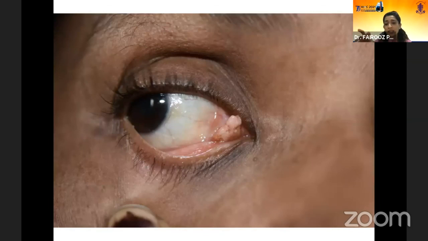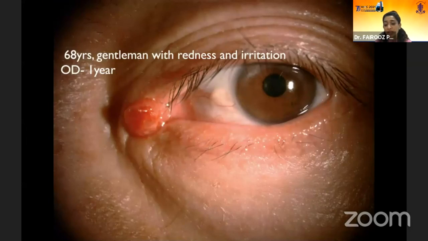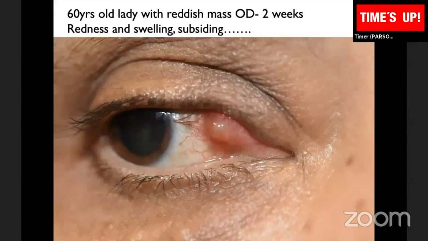Again, the caruncle is an area where you have dermis, you have appendages, you have hair follicles, you have all the glands, the sebaceous glands, the sweat glands. So there are many tumors that can arise from the caruncle, and this is a sebaceous gland hyperplasia. You have to rule it out from a very lethal malignancy, the sebaceous gland carcinoma, where you will find this very reddish lesion. It can be vascular, there can be ulceration, there'll be fever. So this is a sebaceous gland carcinoma.